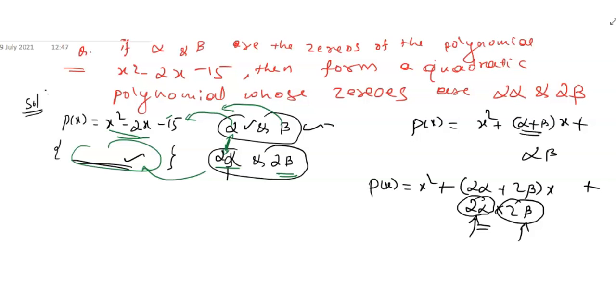Now let's find out the zeros of this polynomial. We have x square minus 2x minus 15 is equal to 0. Let's split this middle term. Here 1 into 15. I have to split the middle term into two numbers a and b in such a way that the product a cross b, I should get 15.